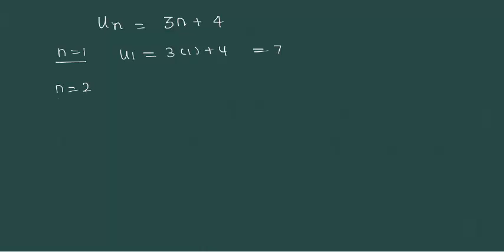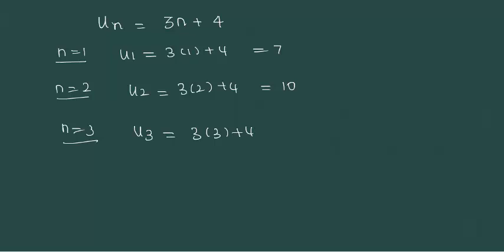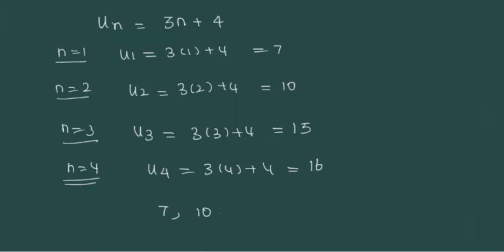To get the second term, substitute n is 2. u2 is 3 times 2 plus 4, that is 10. N equal to 3 gives the third term, 3 times 3 plus 4, 9 plus 4 is 13. N equal to 4 gives you the fourth term, 3 times 4 plus 4, 12 plus 4 is 16. So the first 4 terms of the sequence are 7, 10, 13 and 16.